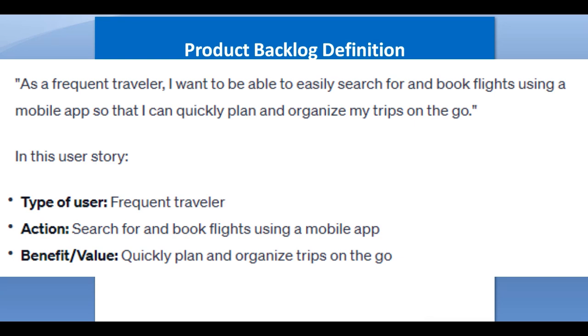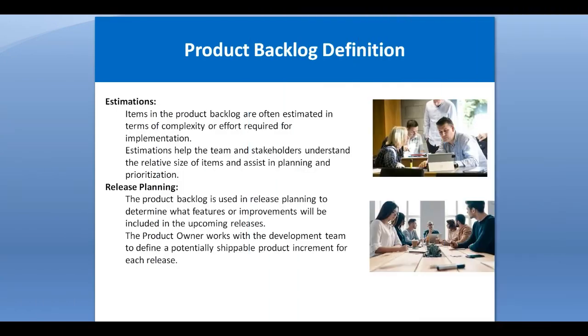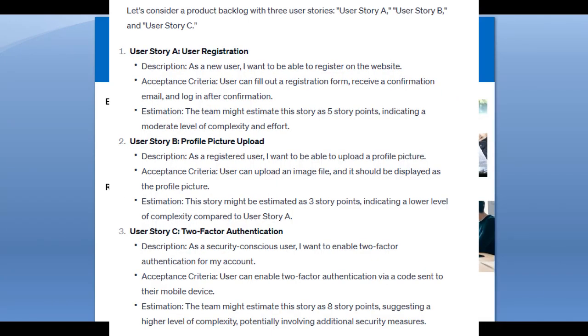Estimations. Friend, features mentioned in the product backlog are estimated in terms of the complexity or effort required for implementation. Here, friend, the estimation techniques used for the product backlog are totally different compared to the traditional approach. Basically, we use the relative size of items, which assists in planning and prioritization. For example, let me give you an example.